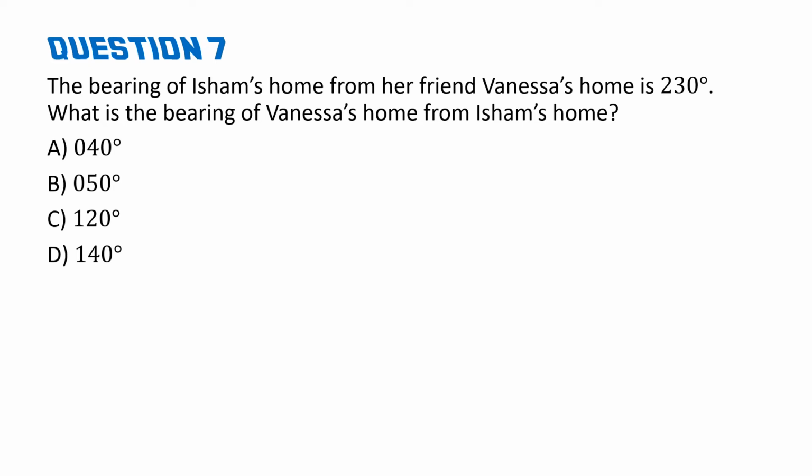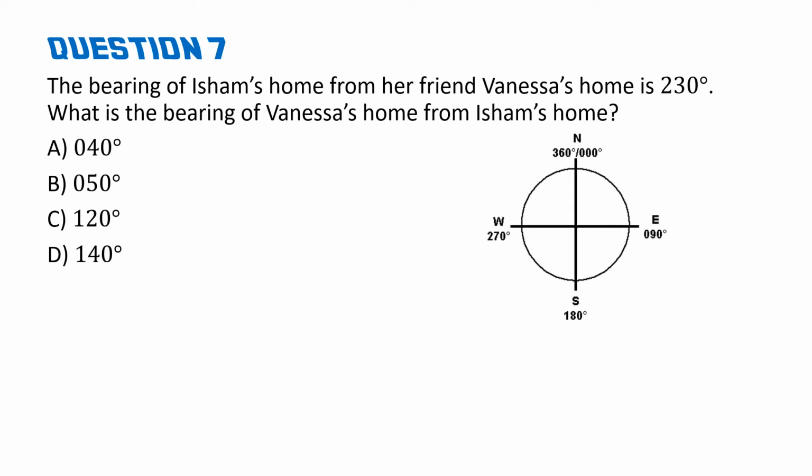Whenever we want to do a question to do with bearings, we draw ourselves a little compass. North, east, south, and west, 0 or 360 at the top, 090 for east, 180 for south, and 270 for west. Now, we know that we want a bearing of 230 degrees, so it's going to be between 180 and 270. 230 is about there.